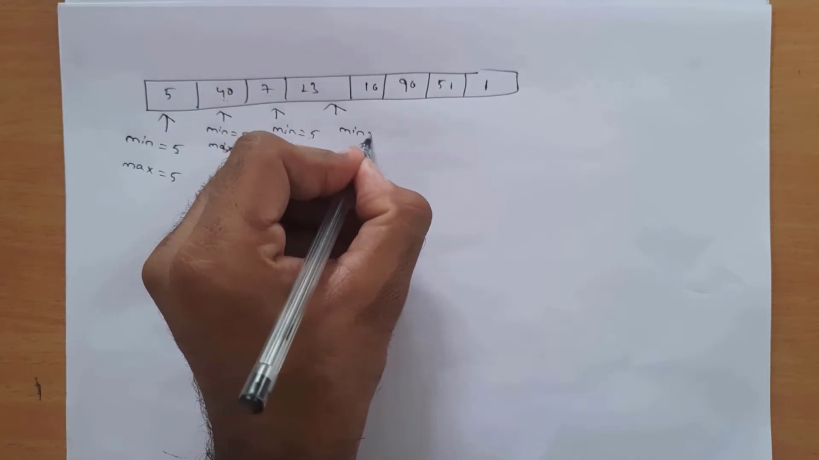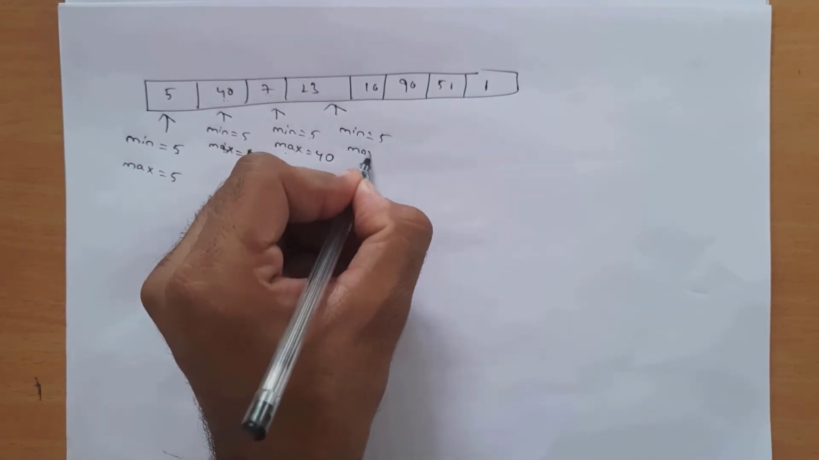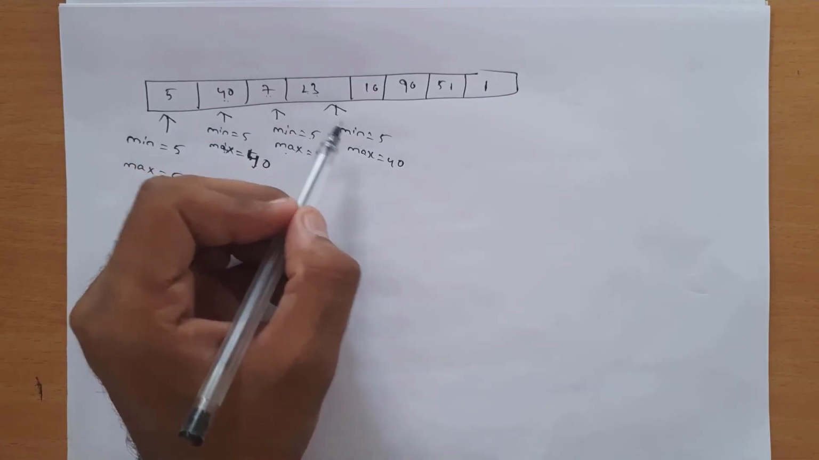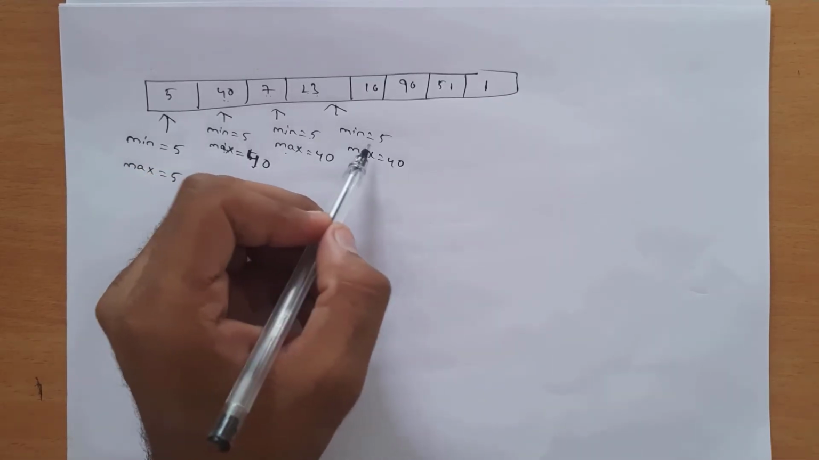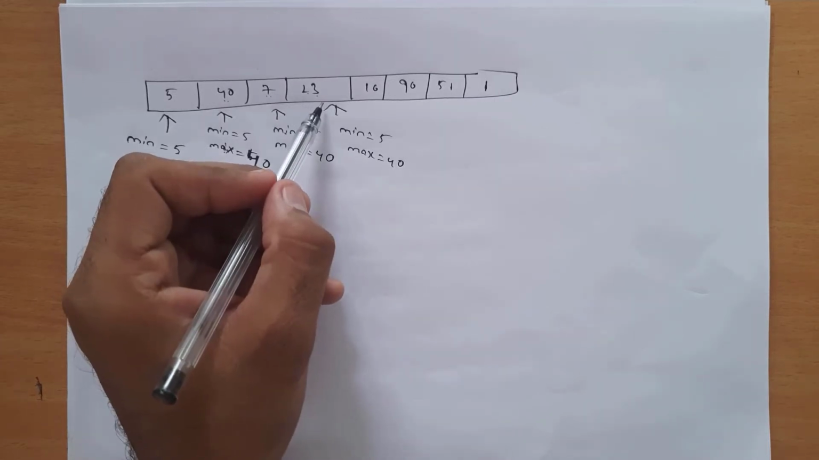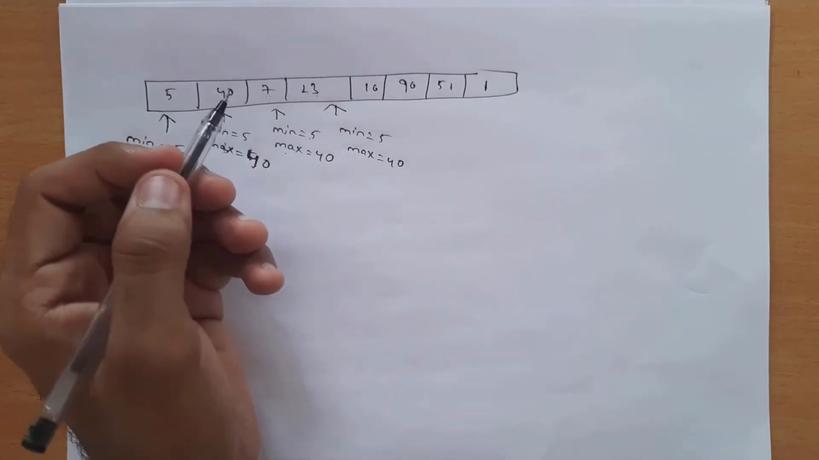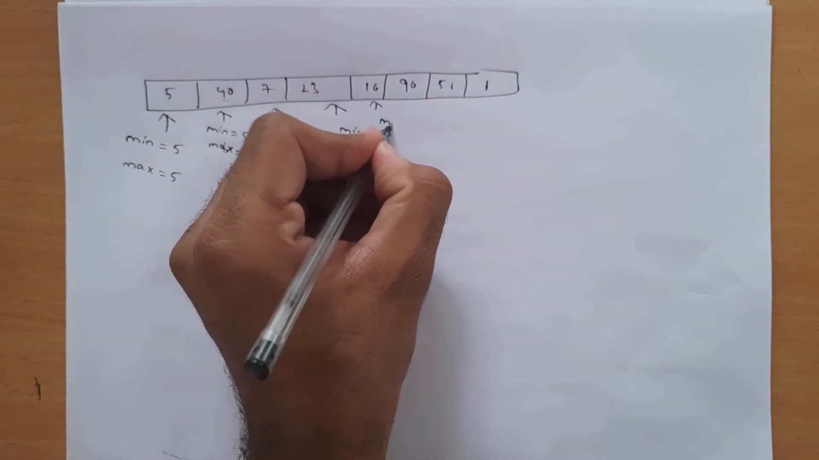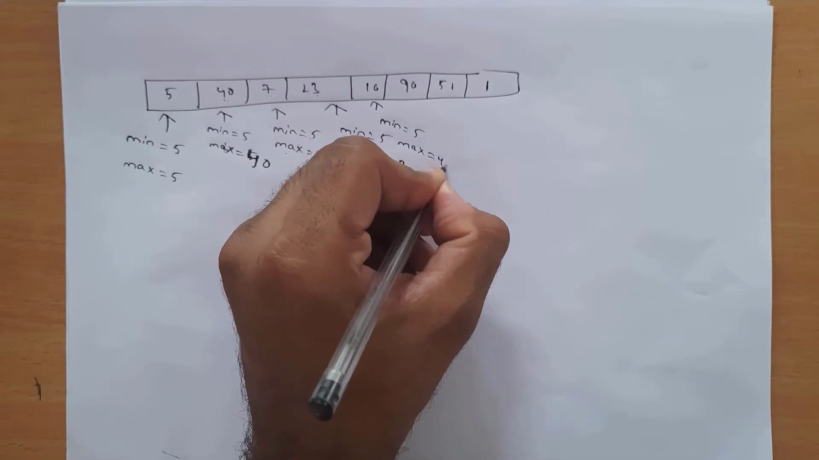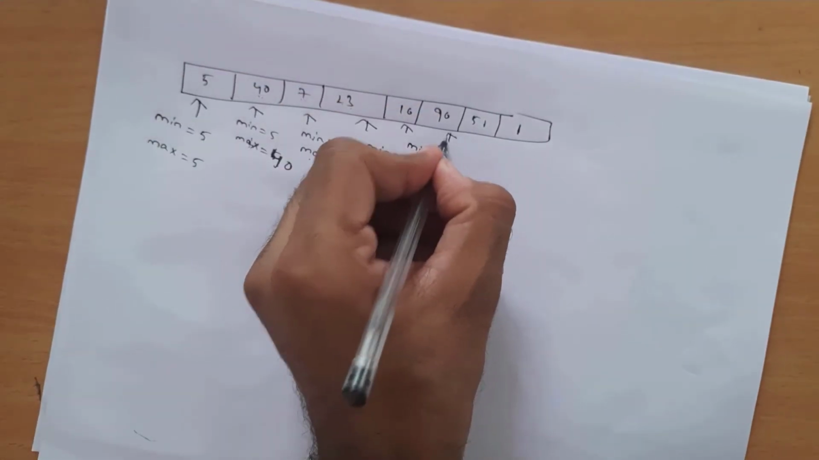Here minimum element is 5 and maximum element is 40. Minimum is the smallest element, and when compared to 23, 5 is smaller, so keep 5 as it is. Maximum means highest element, and when compared to 23, this 40 is highest, so keep it as it is and go to next step. This is also the same: minimum element is 5 and maximum element is 40. Again go to next step.